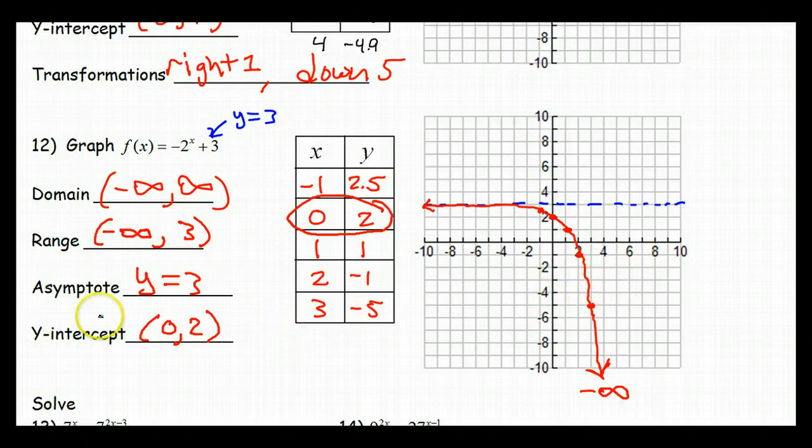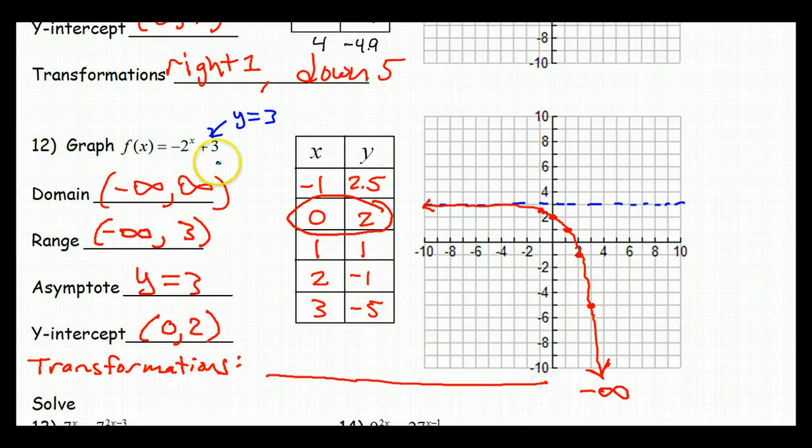I forgot to ask you about the transformations. Let's go ahead and say them anyway. Let's just write them in. Transformations. Alright, there are 2 transformations. The plus 3 on the end is going to send us up 3. And then the negative in the front is a reflection over the x-axis.